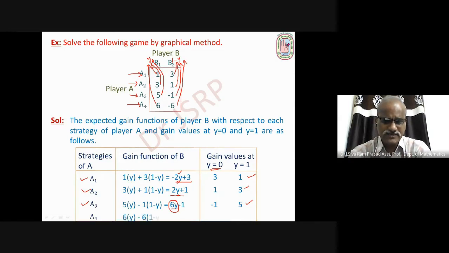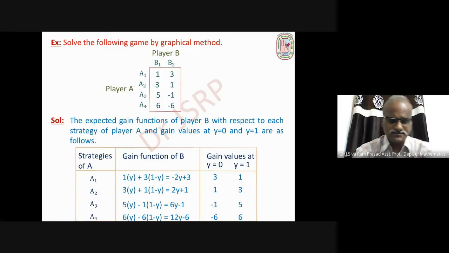So 6y minus 6 into 1 minus y. Simplify this: 6y minus 6 plus 6y, so total 12y minus 6. Then for the gain value, set y equals 0: 0 minus 6, minus 6. And the gain value at y equal to 1: 12 minus 6, 6. So these are the gain values of player B corresponding to the fourth strategy of player A.